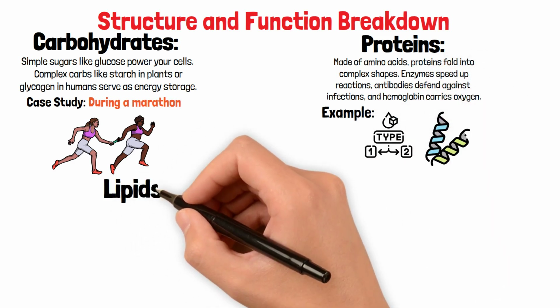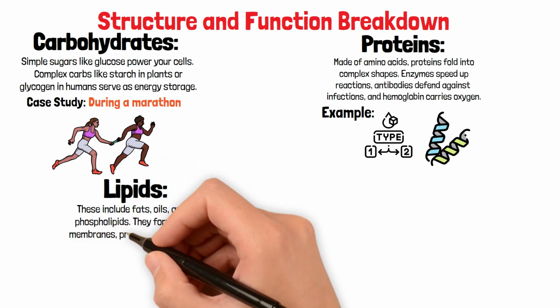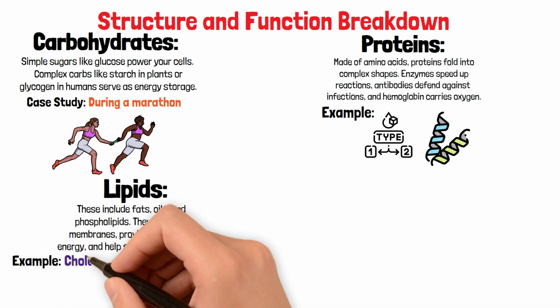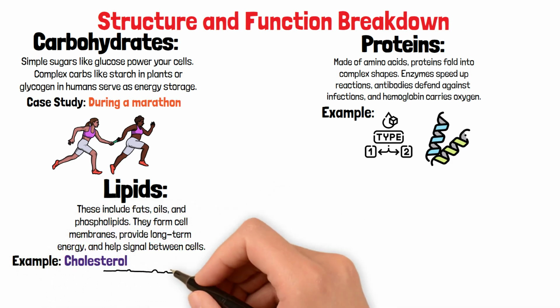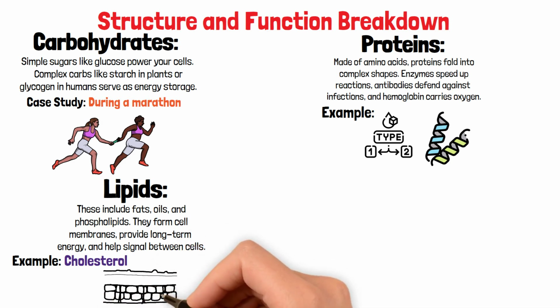Lipids. These include fats, oils, and phospholipids. They form cell membranes, provide long-term energy, and help signal between cells. Example: cholesterol, often seen as bad, is actually essential in maintaining membrane fluidity. Too little, and cells cannot survive.